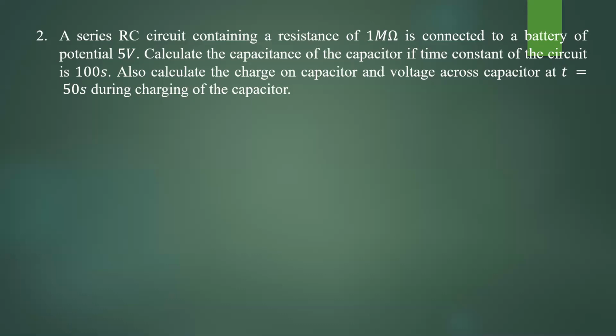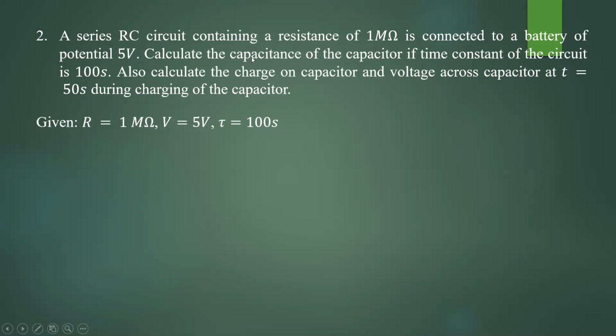Next, what are the given quantities? You write slowly. Given quantities: resistance is 1 mega ohm, that is given. Voltage of the battery V0 is given, that is 5 volt. Then the time constant of the circuit tau is given, that is 100 seconds. So one by one you calculate.